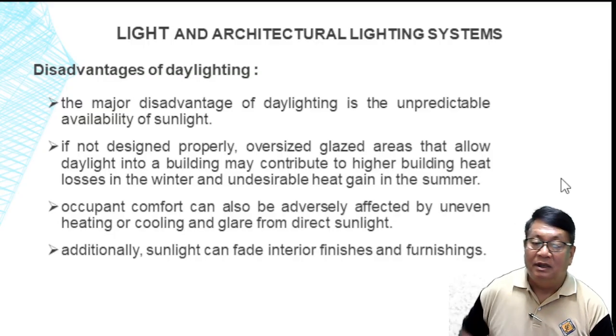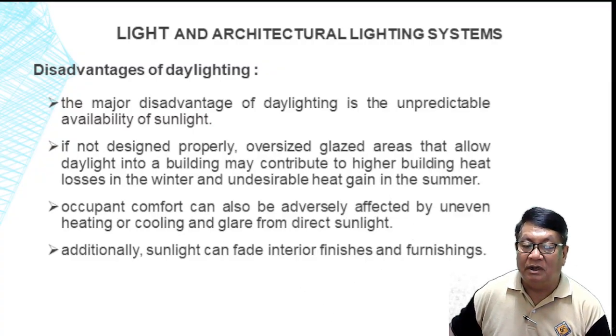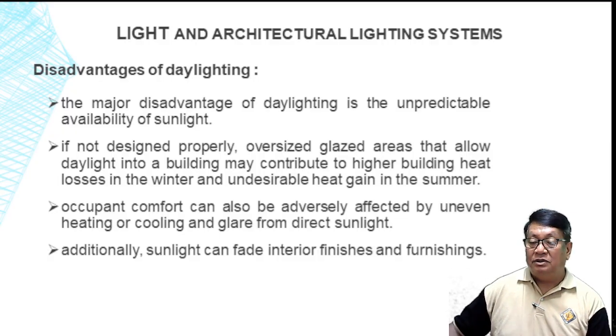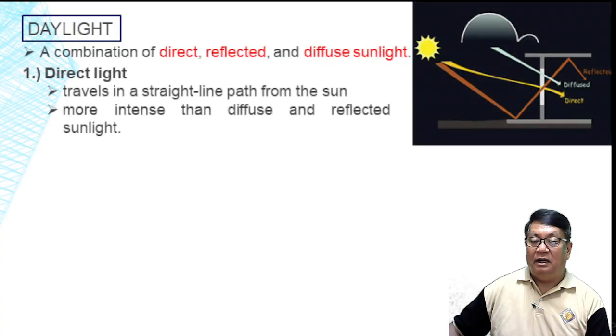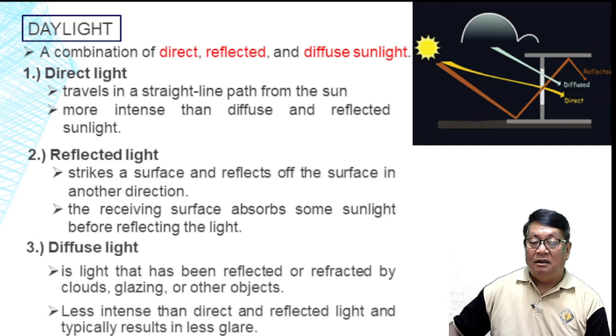Daylighting system, okay, if not designed properly, oversized glazed areas that allow daylight into the space, occupant comfort can also be adversely affected by uneven heating or cooling system. Okay, so what else? These are some of the examples: the direct light, the reflected light, the diffuse lights.